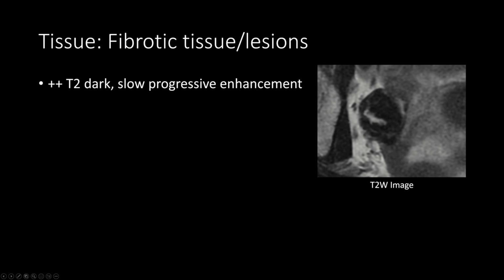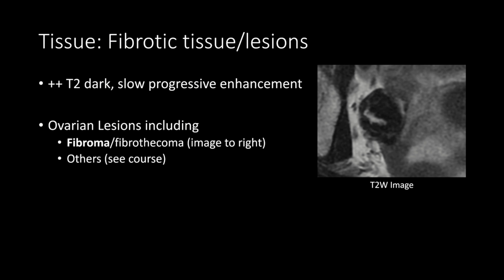Next, fibrotic tissues. So fibrotic tissues are very dark on T2 weighted imaging. They're usually as dark or darker than muscle. This is because there isn't much water in densely packed fibrosis. They generally also show slow progressive enhancement. Identifying fibrotic tissue is very important in pelvic MRI.